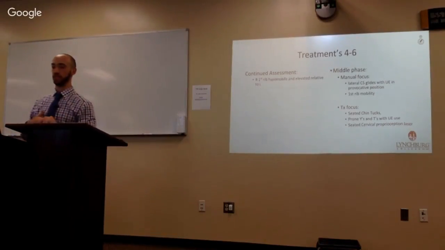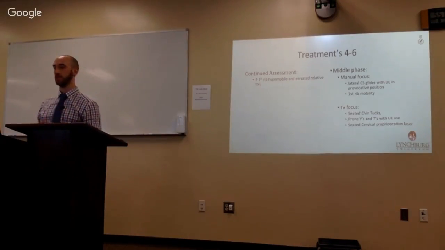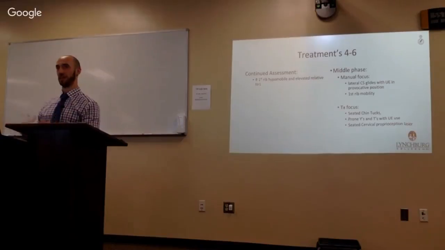Treatments 4 to 6, we continued doing assessments. We found that his right first rib was hypomobile and elevated relative to his left, so we included that in our manual treatment. The other part of our manual focus, I had taken a MedBridge course by Jack Stagg, who suggested placing the upper extremity into a provoked position or just before the point of provocation, and then doing lateral C-spine glides. And then this upper limb tension provoked position became our asterisk sign, where we were able to test and retest, how are we doing distally based on some proximal manual treatment.